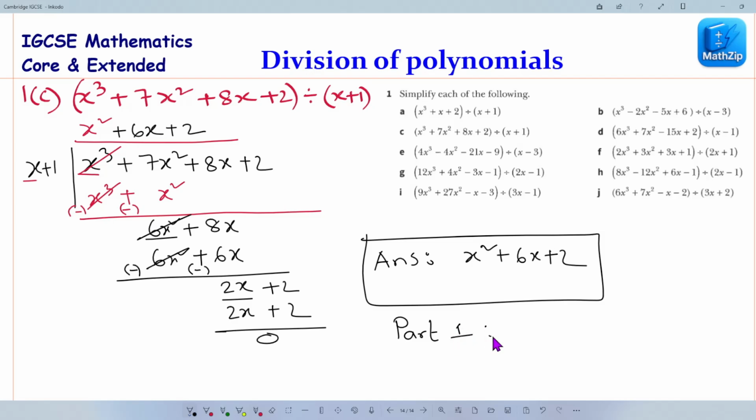So our first part, part 1, we were solving A to C. Done. Next, part 2, we will start from number D.